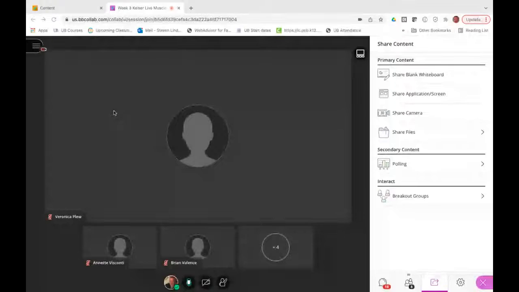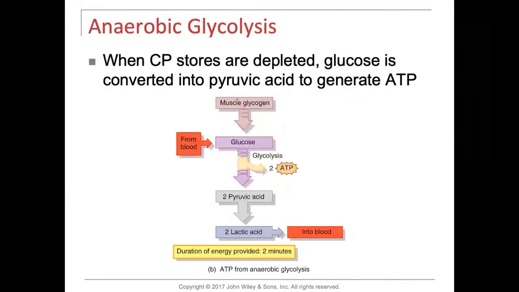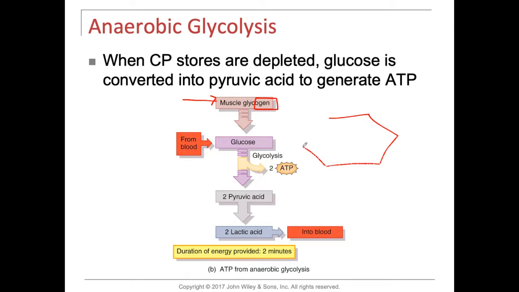Welcome back, everyone. We are going to be talking about anaerobic glycolysis, which I mentioned a little bit earlier. Now, we have muscle glycogen, right? Glycogen means that you have glucose stored there, right? Glucose can be stored in muscle and it can be stored in the liver. So, muscle glycogen can be broken down into glucose, right? Remember, glucose looks like this. It is a 6-carbon sugar.